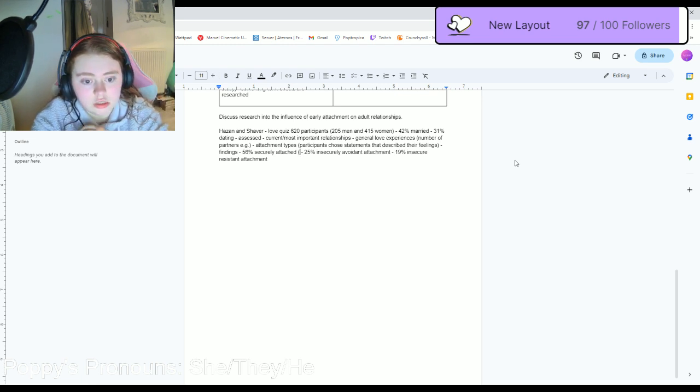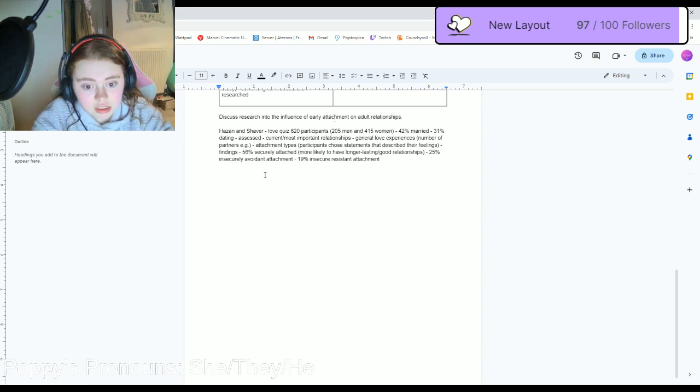Those who were securely attached were more likely to have longer lasting, good relationships. That's literally all I wrote down. I don't remember the context of that. So they're going to have longer lasting, good relationships.